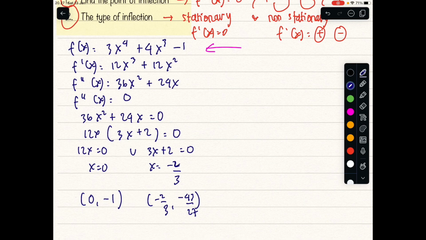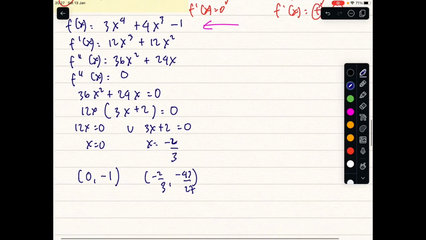No. We don't know yet if it's really a point of inflection, because it only fulfills the first condition, which is the second derivative equals 0. We need to check whether on the left side and the right side of those points there is a change in concavity. If there isn't, then they're not points of inflection, okay? So we're going to check.